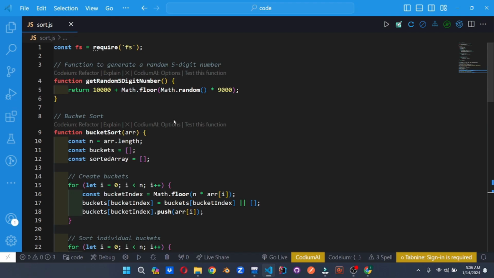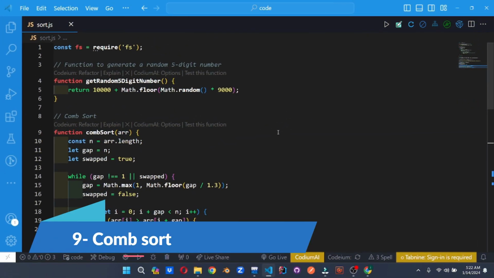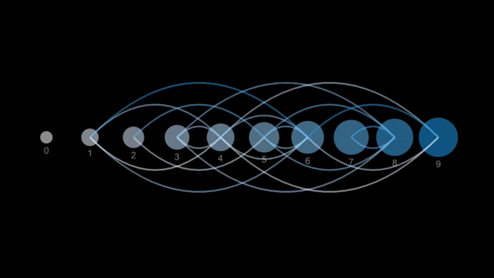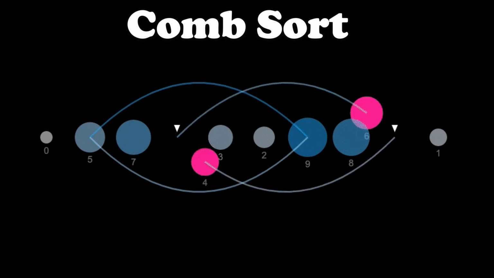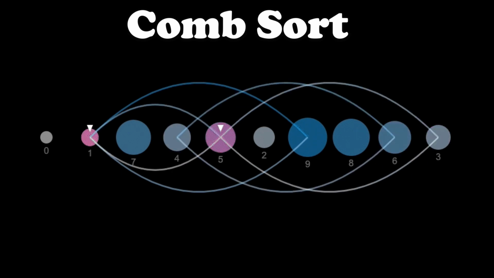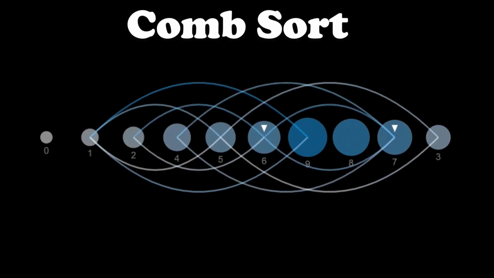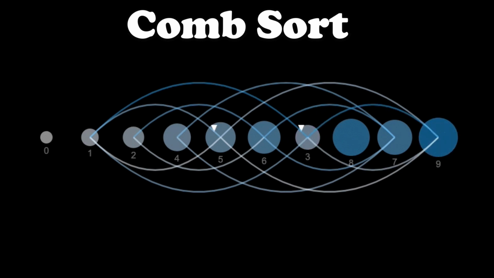Now let's jump to our second last sorting algorithm. Number 9, we have comp sort. Comp sort is a variant of bubble sort with a more advanced mechanism for comparing and swapping elements. It's like giving bubble sort a sleek upgrade for better performance.